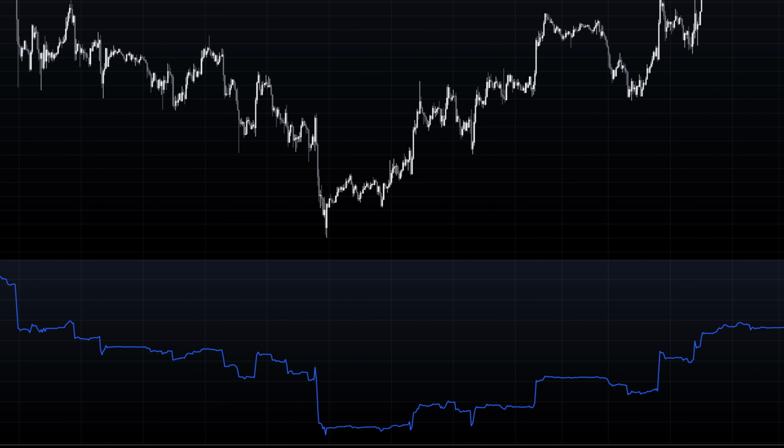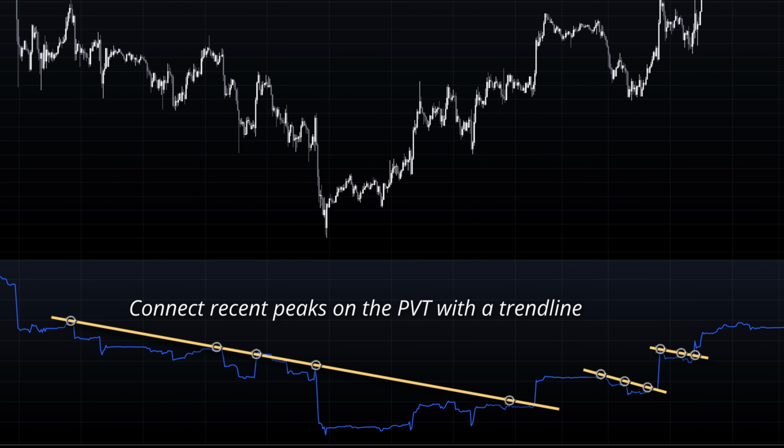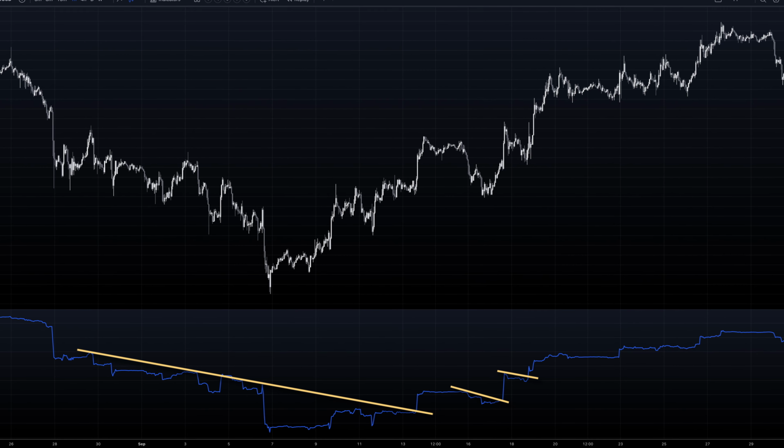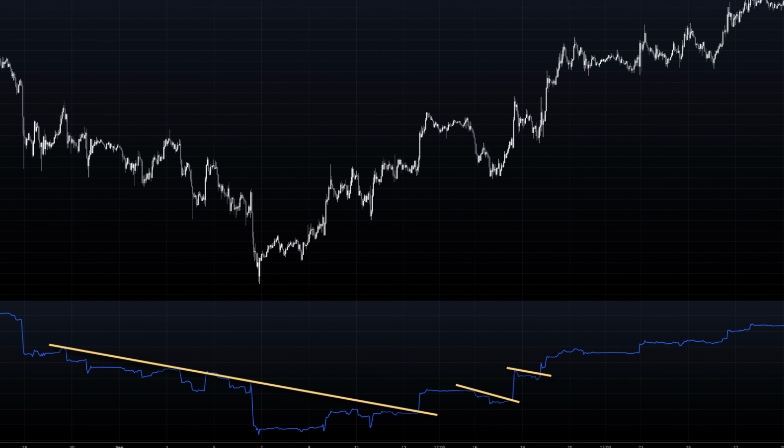Alternatively, instead of marking the last high, you can try connecting the peaks of the PVT with a trend line. While this method can potentially give you better, earlier entries, it requires more attention and can be subjective due to how exactly you'll draw that line.